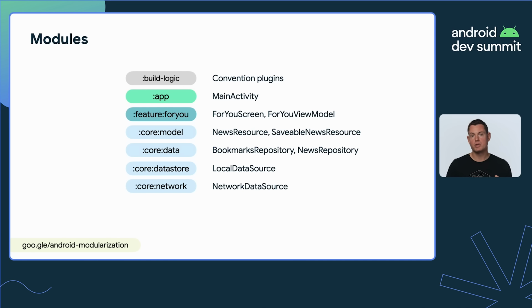The plugins and supporting code is contained within a separate build logic module, which is built before any other module. This ensures that any configuration changes are propagated to all dependent modules before they're built.